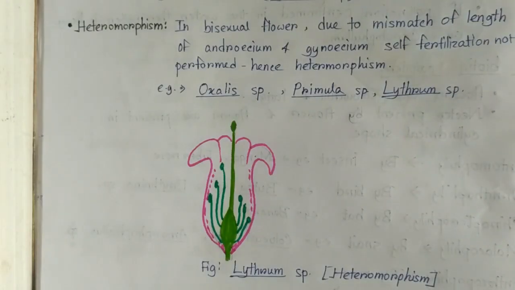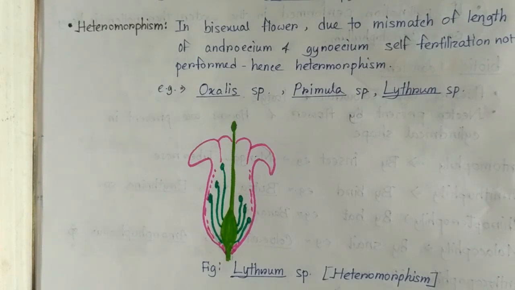Now another term, heteromorphism. In a bisexual flower, where gynoecium and androecium both are present, due to a mismatch in length of androecium and gynoecium, self-fertilization is not performed. So heteromorphism occurs here. Example, Oxalis, Primula, Lythrum.